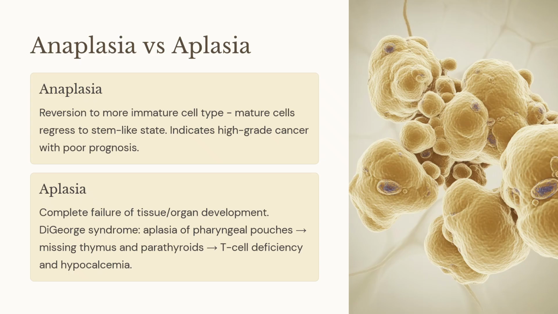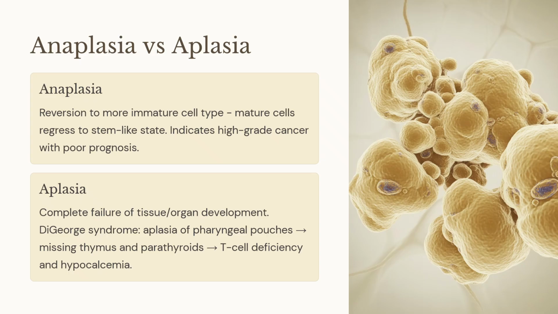Say for example, a cell has been differentiated and it has formed a different type of cells, for example a bone cell. But then because of any reason, mostly because of cancer, this mature cell regresses to its precursor state, that is, that stem-like state. This means that the cancer is really high grade, and the more immature it becomes, the worse the prognosis is.